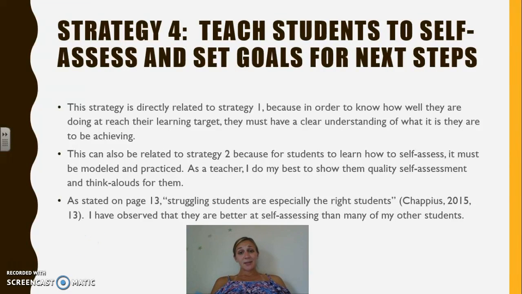Strategy 4 is related to strategy 1 because in order to know how well they're doing, they must have a clear understanding of what it is they're to be achieving. So it can also be related to strategy 2 because for them to know how to self-assess, this is something that has to be modeled and practiced. Struggling students are especially receptive, and I have observed that they're better at self-assessing than some of my other students. So strategy 4 is very important, and as I said, it's related to strategies 1 and 2.